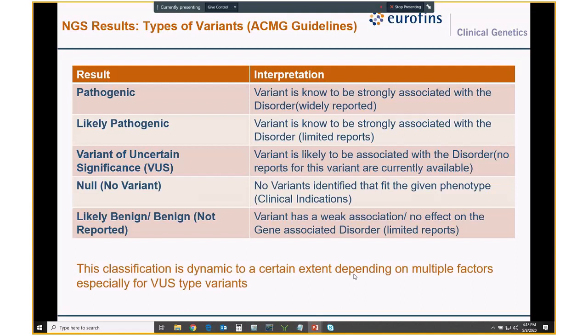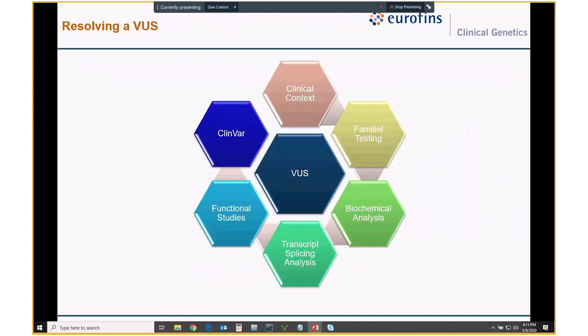Please remember, it's a dynamic classification, so there is movement between these different categories. And in terms of resolving VUS, multiple options are available. The most common options, which you will generally see in our reports, are: please do targeted sequencing of the parents, please do targeted sequencing of family members. So this comes under familial testing.